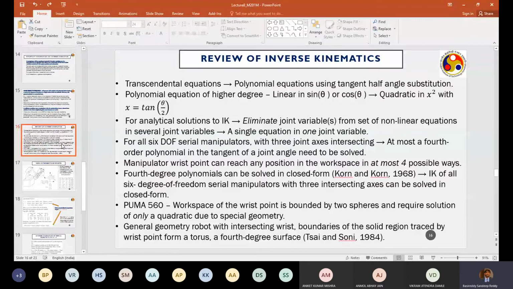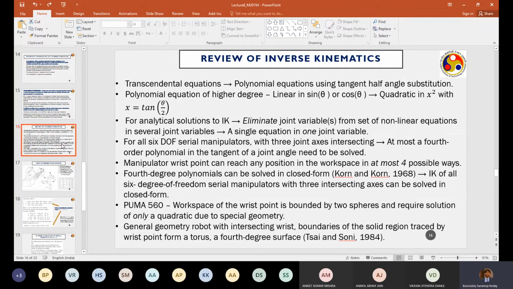Right? Then we solve an equation that was quadratic in x square, with x as tan theta by 2, right? So finally we got a single equation in a single joint variable. In our case we got theta 1 first, then theta 3, and then finally theta 2. And for all 6 degrees of freedom serial manipulators where three joint axes are intersecting, at most you will get a fourth order polynomial in the tangent of a joint angle that needs to be solved.